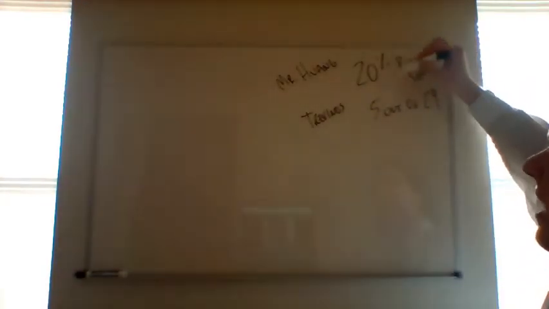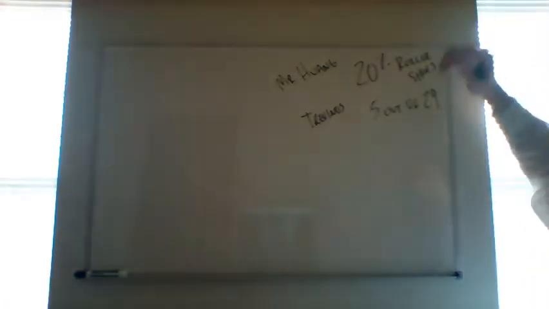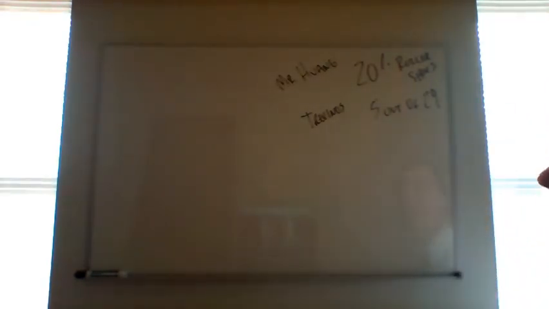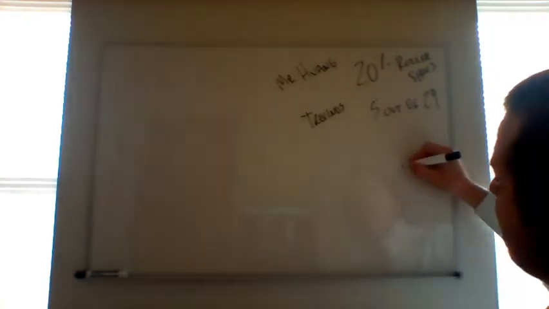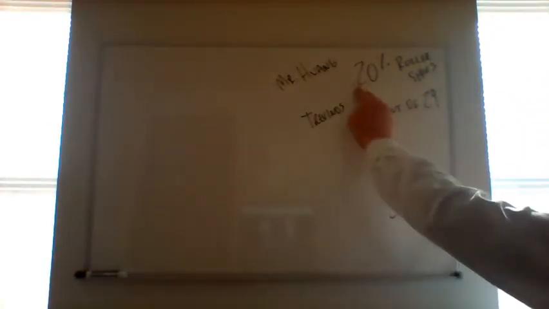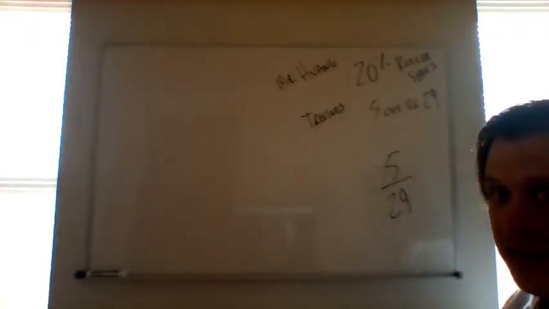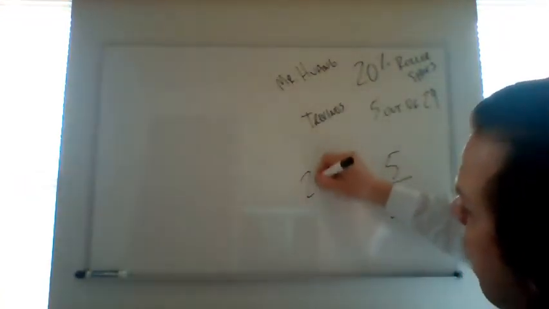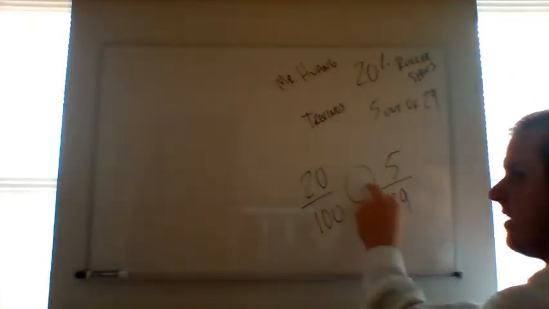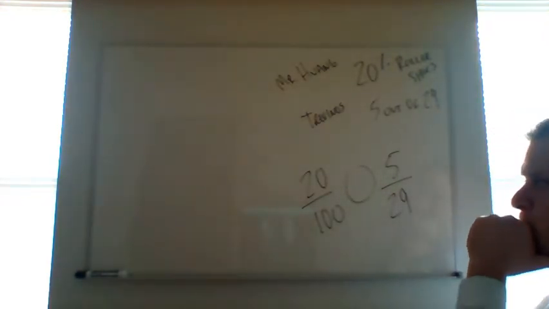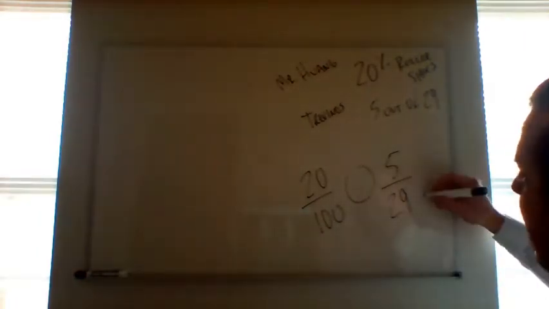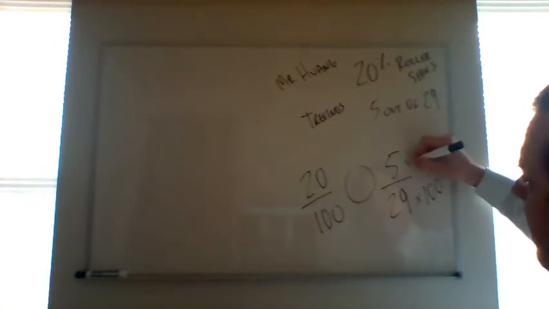So you can see now they gave us a percentage, and then we also have this that's 5 out of 29. So the first thing that I'm going to do is turn 5 out of 29 into a fraction, okay? And some of us also know that we could turn 20% into a fraction as well. We could say 20 over 100, right? And so now we have two fractions that we're going to try to find which one is bigger. So if we wanted to, we could times this side by 100.